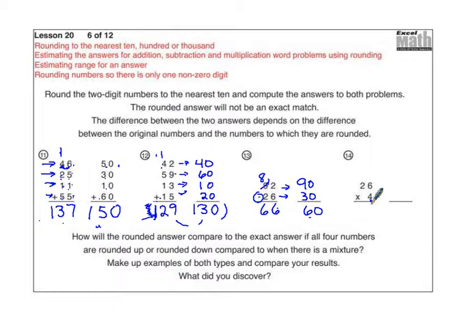Pause the video and then turn this video back on when you're ready for the solution. Okay, 26 should have rounded to 30. As I said, do not round the bottom number. 30 times 4 is 120. 0 times 4. 3 times 4 is 12. 6 times 4 is 24. Carry the 2. 2 times 4 is 8, plus 2 is 10. So the real answer is 104. The estimation is 120.